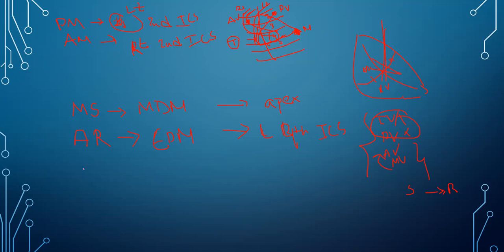Great. Now, moving on to others. Now, we know about MS and AR. What about the other two? So, we are left with MR, right? Because MS is already done, so mitral regurgitation, and we are left with aortic stenosis. So, these two will be systolic murmurs. What kind of systolic murmur? AS systolic murmur is called ejection systolic murmur. And MR gives you pansystolic murmur or holosystolic murmur.